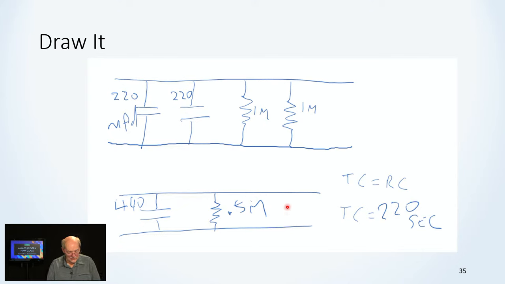So if we apply the formula, time constant equals R times C, if we take 440 microfarads and 0.5 megaohms, the million parts will cancel, and it just winds up being 0.5 times 440, or 220. It takes 220 seconds. So the time constant is the number of seconds it will take to get to the 68, or the approximately two-thirds value of voltage, as a result of this value of resistance and this value of capacitance.